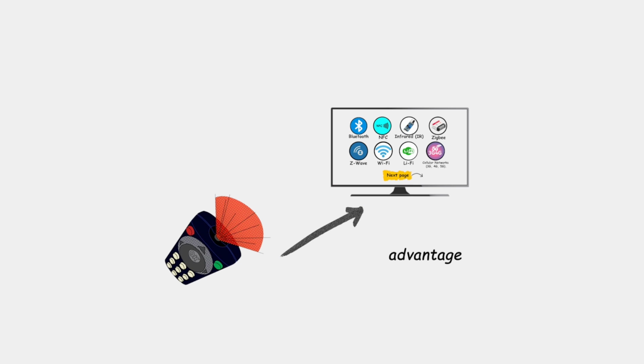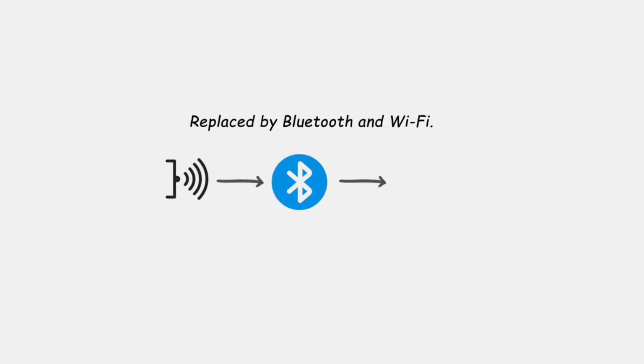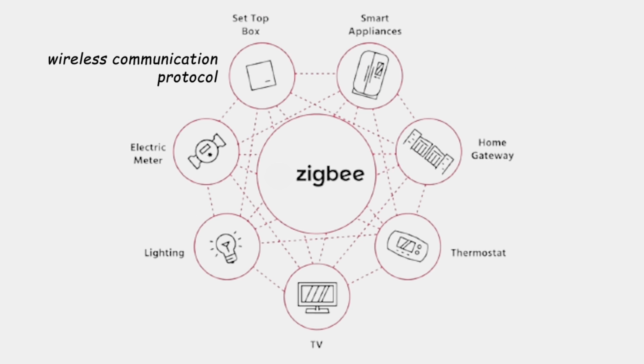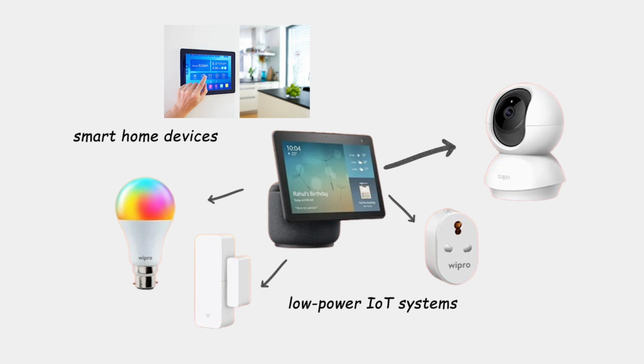The advantage of IR is that it's cheap, easy to implement, and doesn't suffer from radio interference, but it's being replaced by more flexible options like Bluetooth and Wi-Fi in most modern gadgets. Zigbee. Zigbee is a wireless communication protocol designed specifically for smart home devices and low-power IoT systems.